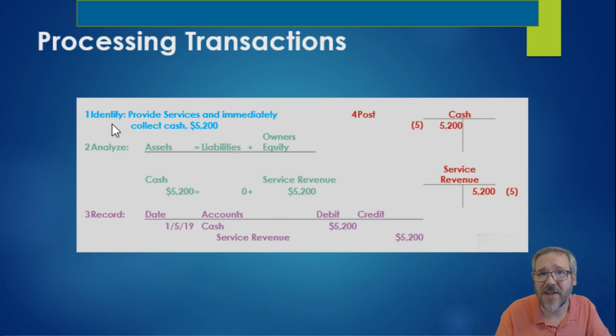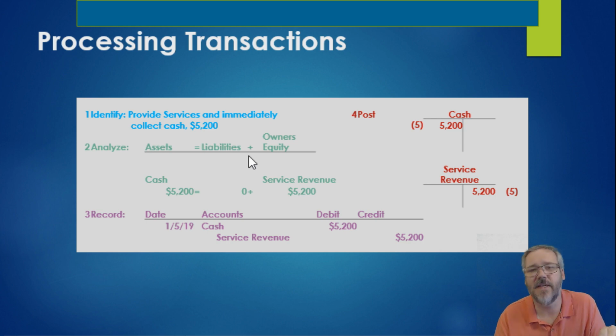Hey, we're going to start making some money now. That's good. All right, so in this transaction, we identify that we have provided services and we immediately collect cash for $5,200. And again, we don't have to immediately collect cash, right? We can send a bill out. Businesses do that all the time. But we still earn revenue, and we'll see how this is different in a little bit. But for right now, let's just take this as it is. Provide services and immediately collect cash of $5,200.